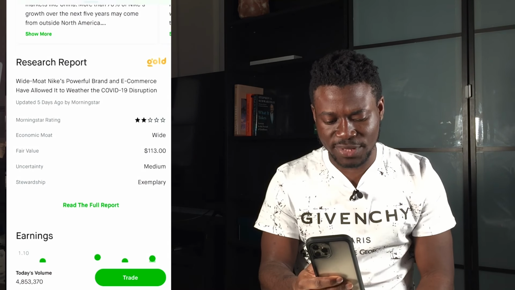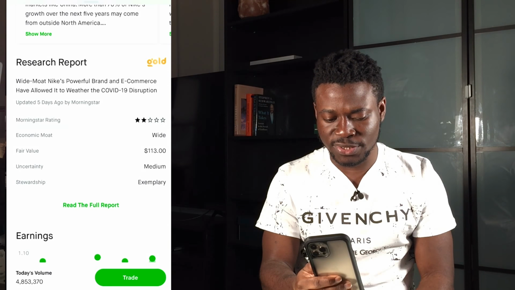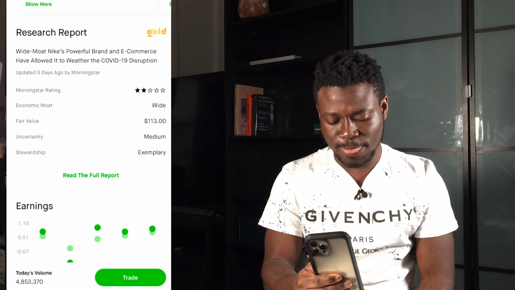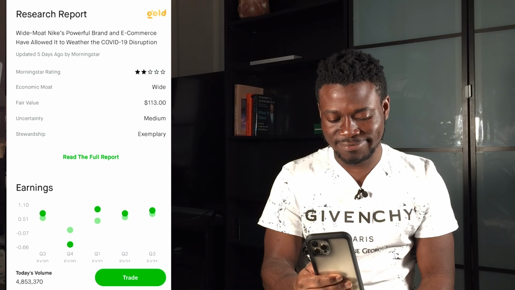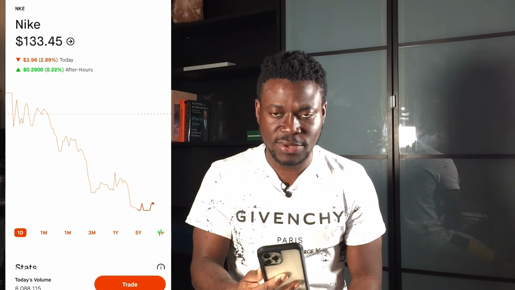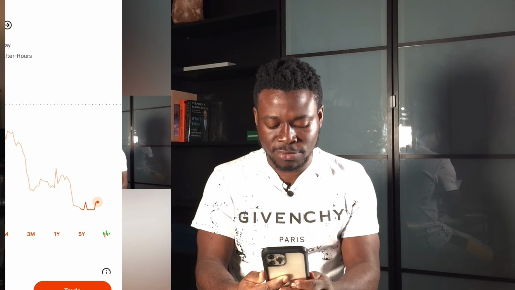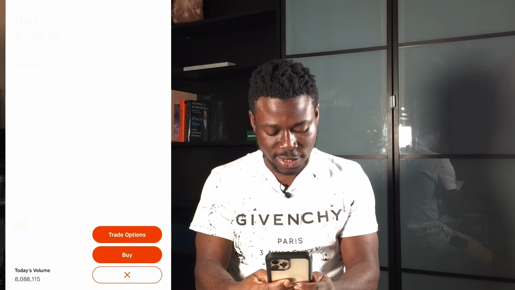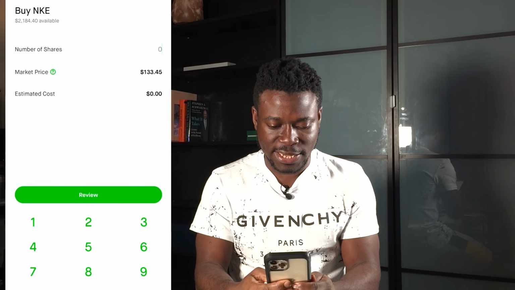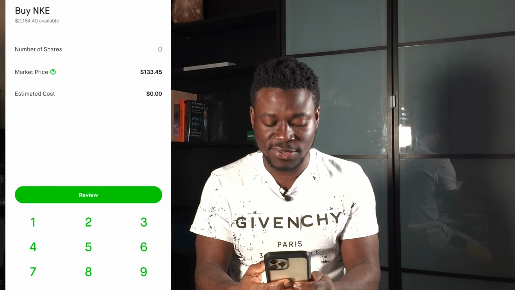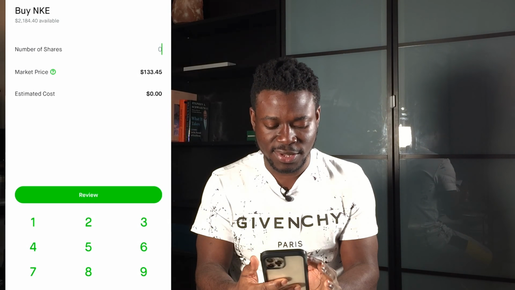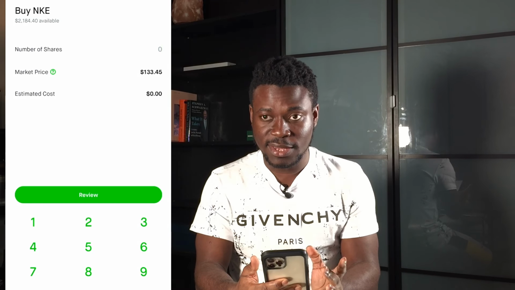And then not everybody would have this part that says research report, which is gold. If you have a gold account, that is when you can access this. So yeah, there's just too much. So to actually buy shares in Nike, what you want to do is go to the bottom right corner where it says trade. You want to click that and you go to buy, and here it presents this screen that has the number of shares you want to buy. It tells you the price that Nike is going at right now.